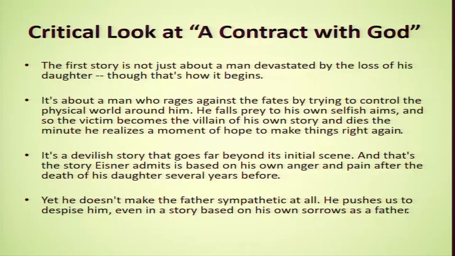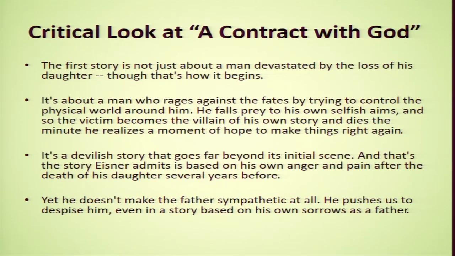Let me go back to the slides again for you, all right? So see, that energy alone would not make A Contract with a God worth reading if it did not also have something at its heart. And it does. This is Eisner channeling his world into expressive form.